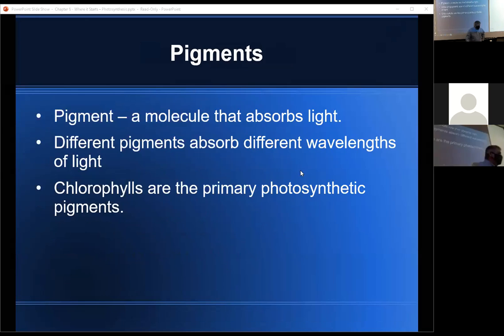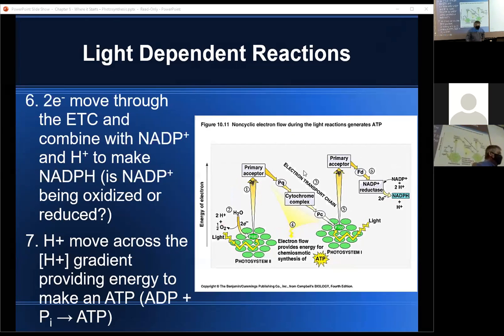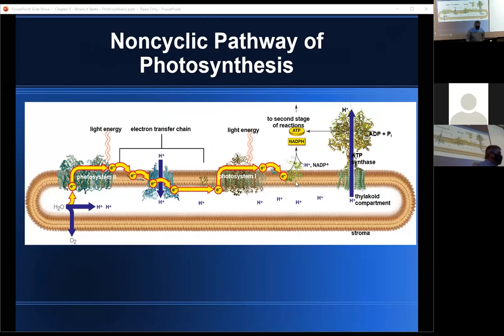So we can divide photosynthesis into two parts. We have the light-dependent reactions and the light-independent reactions. In the light-dependent reactions, we're going to make some important stuff that we're going to need in the light-independent reactions. We're going to make ATP, which is going to provide energy for making glucose from CO2, and we're going to get NADPH. NADPH is a reduced cofactor that's going to provide electrons and hydrogens for making glucose in the light-independent reactions.